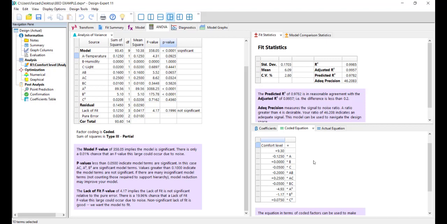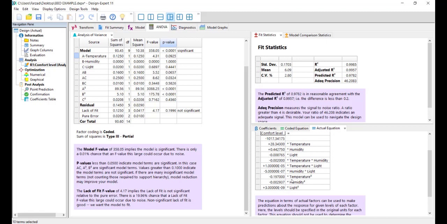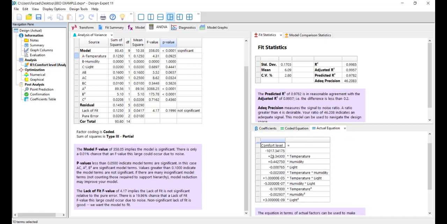Then use this model to find the comfort level for that temperature, or humidity, or the light intensity. And also we have the actual equation, which we have like this. This is also important. And this table we have already checked. What you need to check in this table is adjusted and predicted R squared. Their difference being less than 0.2 is desirable, and also R squared is high, close to 1, which is also a desirable characteristic for our model.